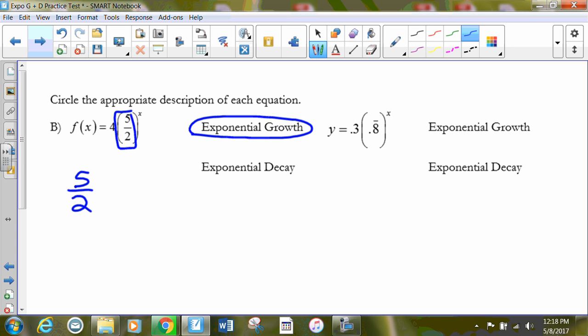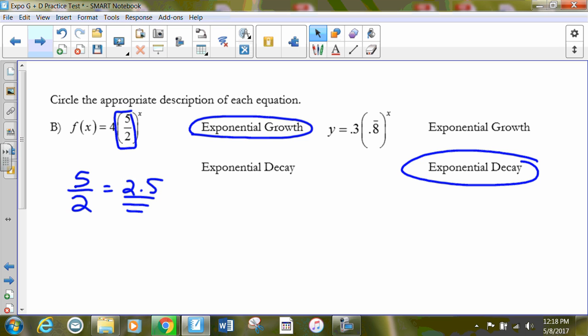So 5 halves, if you put in your calculator, you'd see that's equal to 2.5, which is definitely greater than 1. Over here we see 0.888 repeating, and we all know that 0.8 is less than 1, therefore it's exponential decay. 1 means no growth or no decay. Anything below 1, as far as the factor goes, means it's a decay. Anything above 1 is a growth.